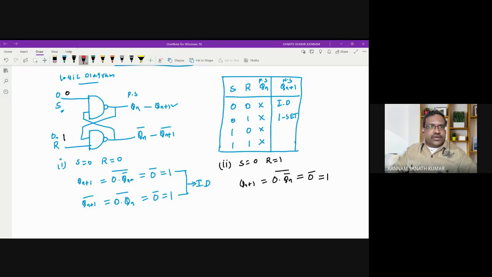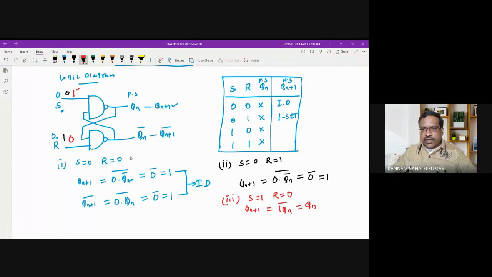So the third case, if I see S equal to 1 and R equal to 0. If you want to find out this Qn plus 1, Qn plus 1 equal to, what is one input? 1 into what is another input? Qn bar. Qn bar is feedback, no? So Qn bar whole bar. This is nothing but Qn.